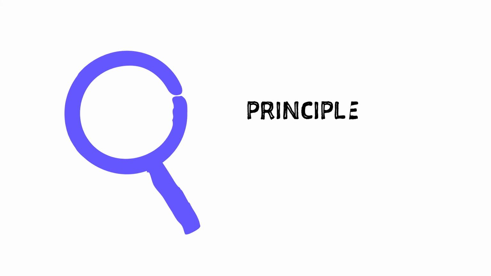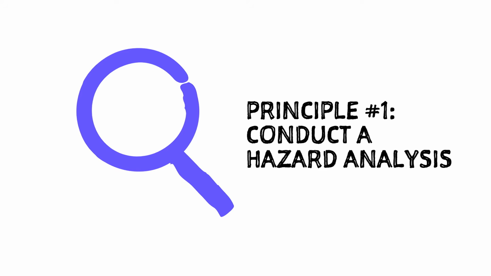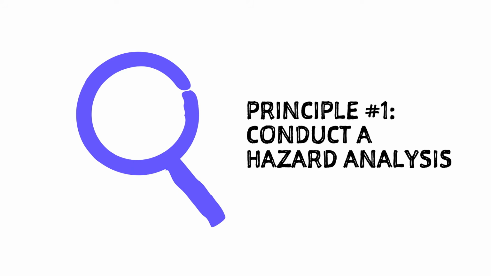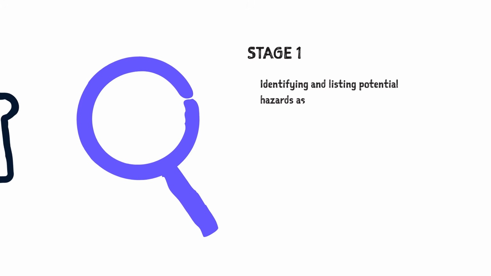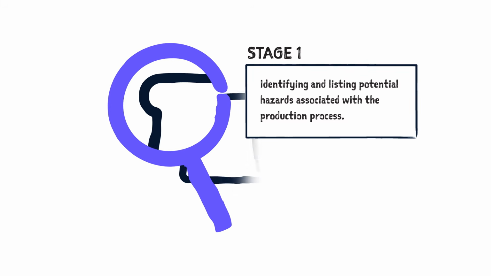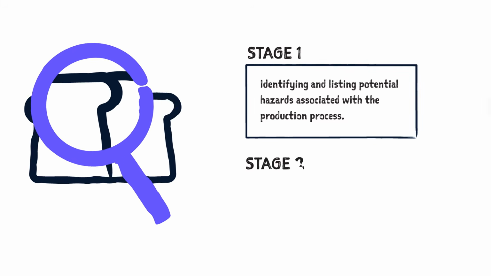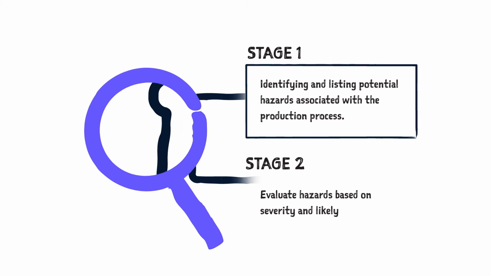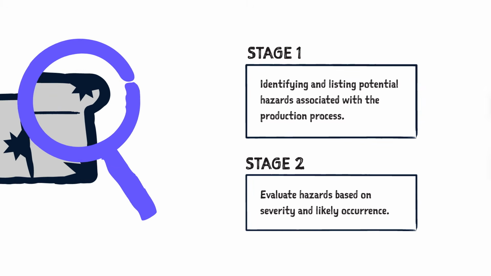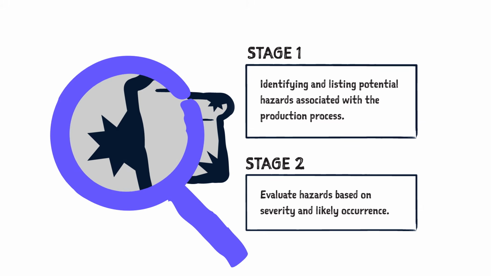Implementing a HACCP system involves developing a plan that follows the 7 HACCP principles, which are as follows. Principle number 1, conduct a hazard analysis. Hazard analysis is carried out in 2 stages. 1. Identifying and listing the potential biological, chemical, or physical hazards associated with the production process. And 2. Evaluate hazards based on severity and likely occurrence.